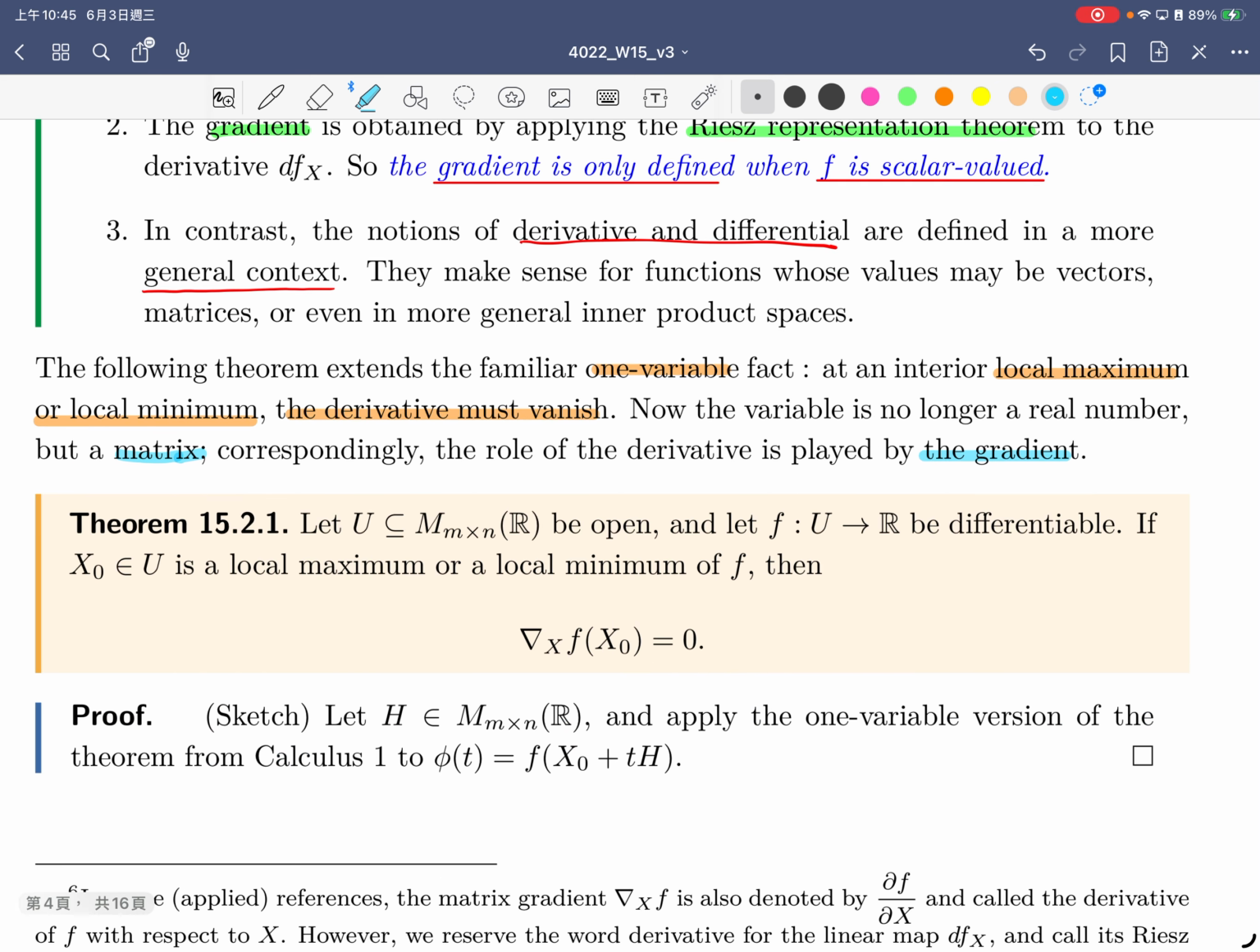So if you have a scalar valued function, only a scalar valued function, you can make sense of local maximum and local minimum. And if you have a point that gives you a local maximum or minimum value, then at that point its gradient must vanish. Okay, so you plug the critical point or the local extreme point into the gradient matrix, and that will give you the zero matrix.